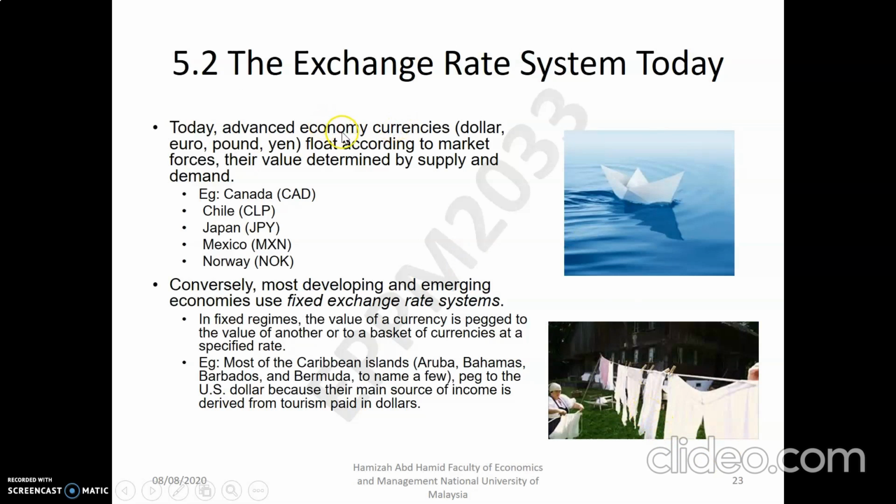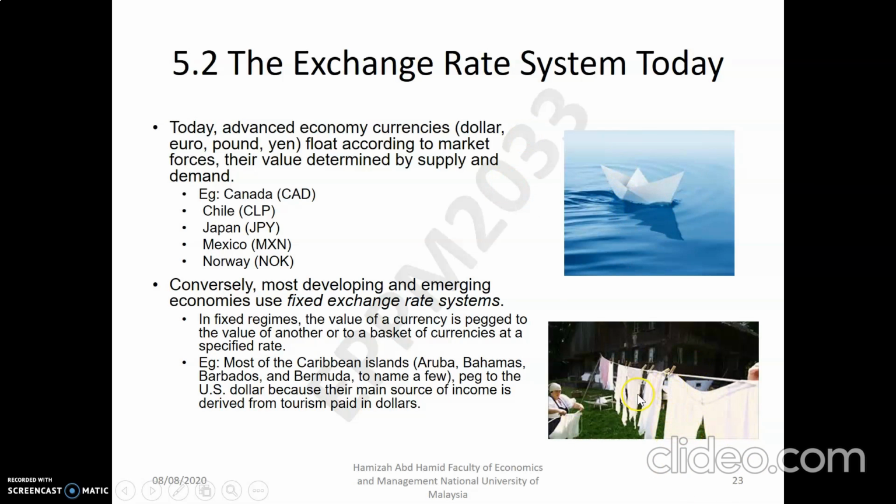The exchange rate system today usually floats according to market forces. Now, in international exchange rates, there are two types of system: floating and pegging. Floating means the currency rate is determined by supply and demand. So they float, essentially based on supply and demand, like this paper boat. Some currencies, on the other hand, are pegged.